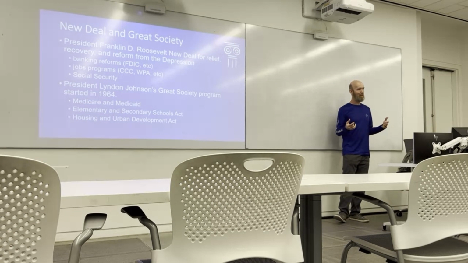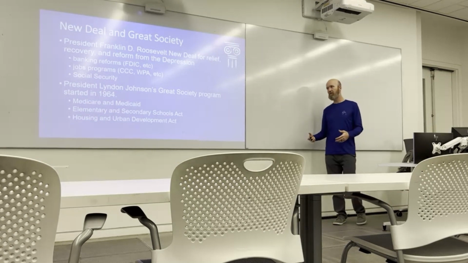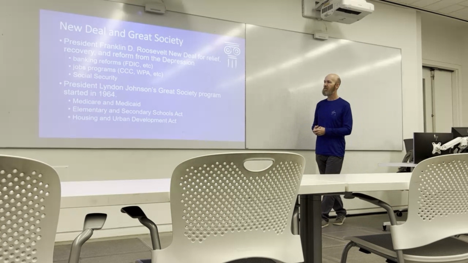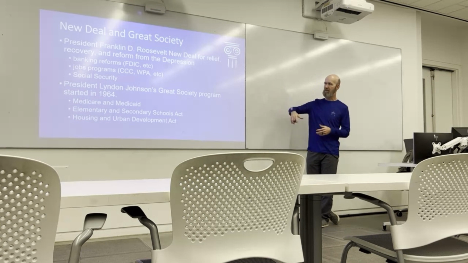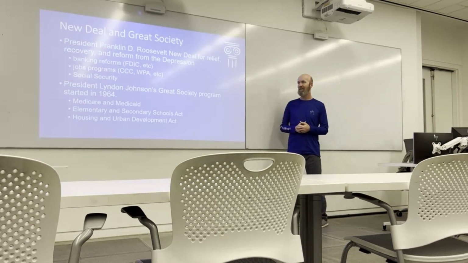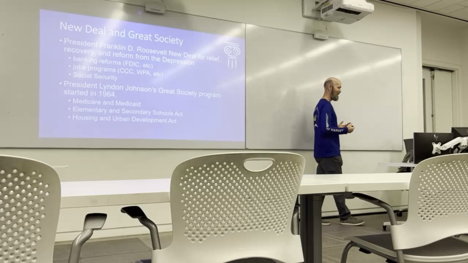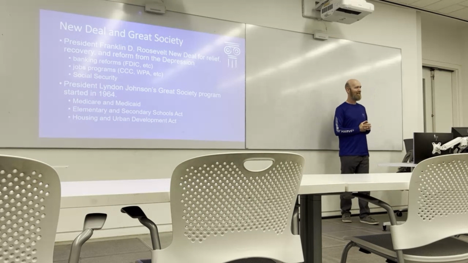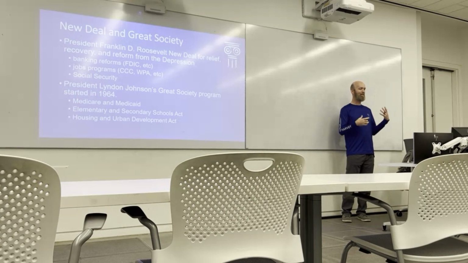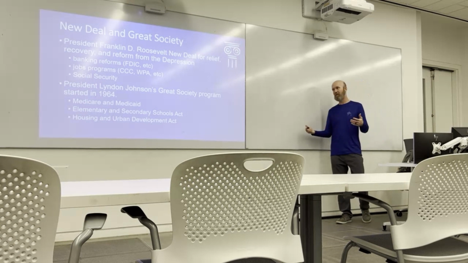CCC and WPA were just programs to take unemployed people and give them temporary jobs, building public infrastructure, things like that. There were banking reforms, the Federal Deposit Insurance Corporation, FDIC, to prevent bank runs in the future. If you remember from US history, maybe you learned about the bank runs, how people would go to the bank and withdraw all their money, and then the bank would go bankrupt, and people who still had money in the bank would lose it all.